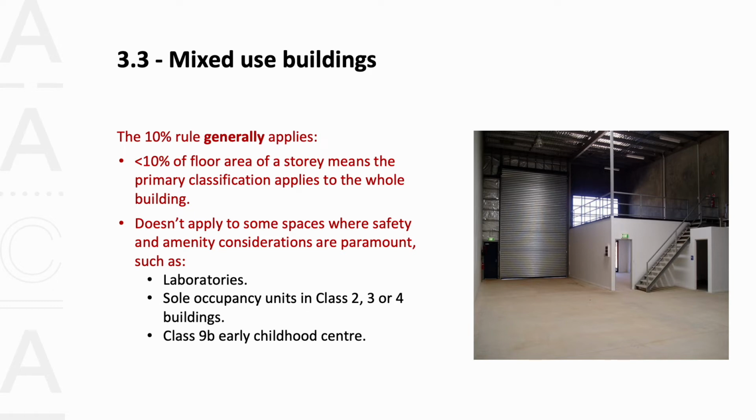The third is Class 9B early childhood centres. Early childhood centres generally pose a different set of risks, especially in emergency evacuation, than other building classifications. Treating an early childhood centre like another class of building could mean that the fire safety measures do not match the risk and occupancy characteristics of this building classification.